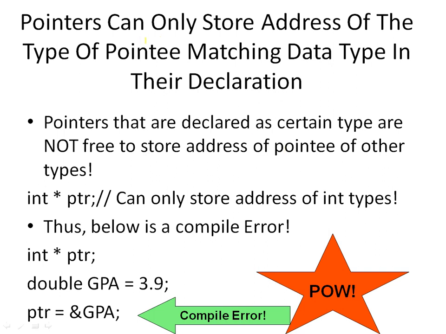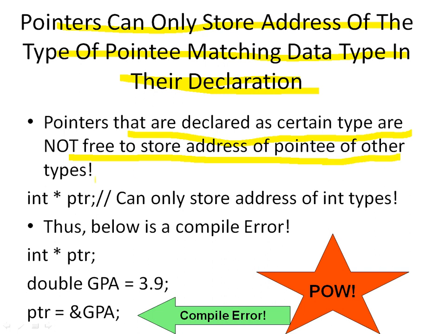Okay, this is also very important. Pointers can only store the address of the type of pointee matching the data type in their declaration. Let's look at that. Pointers that are declared as a certain type are not free to store the address of pointees of other types. If I declare int asterisk ptr, ptr can only store the address of integer type.